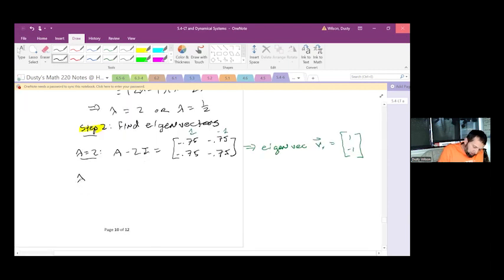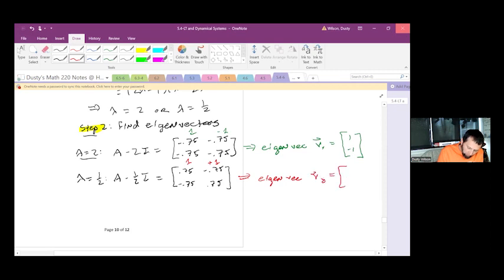Similarly, if we have lambda equals a half, then we're going to look at A minus a half I, and that matrix will be [0.75, -0.75; -0.75, 0.75]. And we could ask, how would these columns be combined to add to 0? It looks like if you had 1 of the first and plus 1 of the second, then you would add to 0 because they're the same but opposite signs. And so we get that the eigenvector v2 is equal to (1, 1).